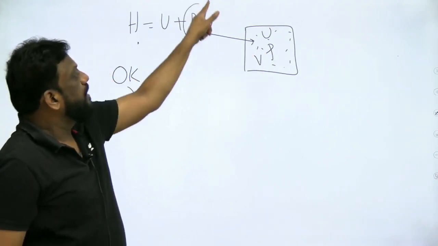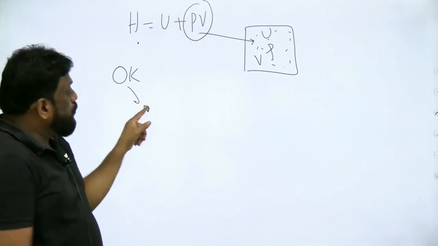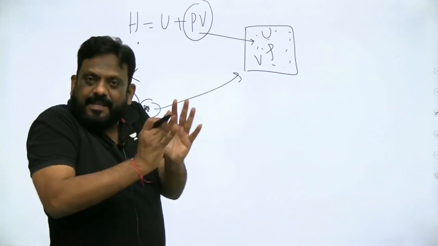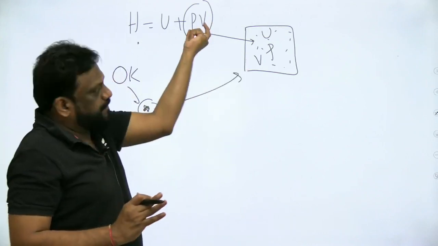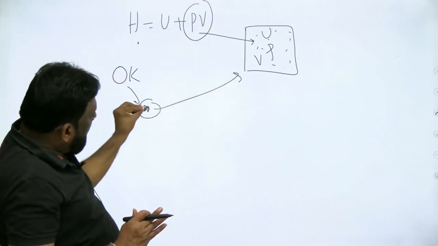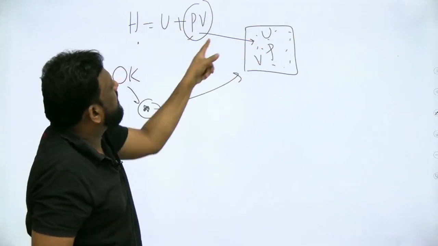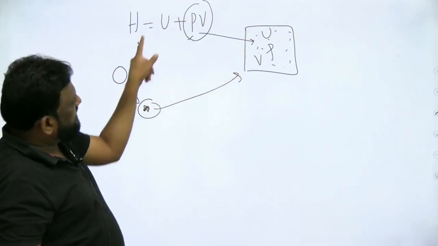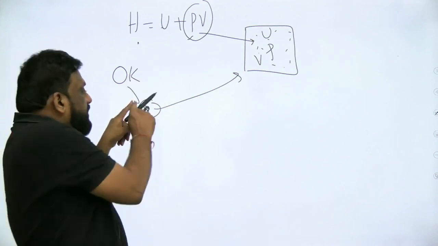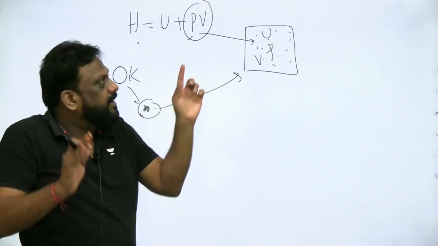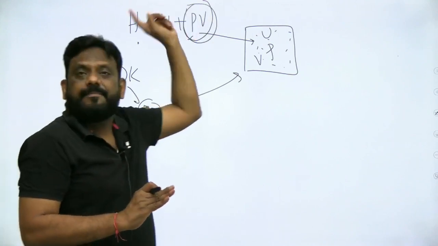Already we have seen flow work. Already it has internal energy. To go from this state to this state, it has to do some work, and that work is PV. So from here to here, you are getting this term PV. Already it has internal energy, but from this position to this position, it has to do some work, that is flow work, PV. Therefore, we are adding PV.